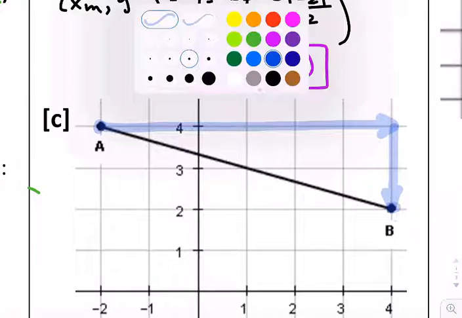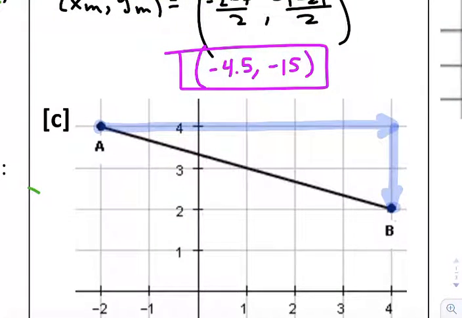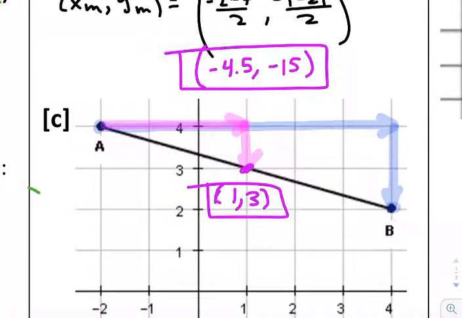If the entire journey is over 6 and then down 2, then half that journey, hence the midpoint, would be over 3 and then down 1. And if we look at that, we actually end up landing right on a grid point, and that point looks fairly close to the middle, and so we can trust (1, 3) to be the midpoint of this line. And so we don't actually need a formula to do this. We just have to acknowledge that midpoint's the middle, and there's lots of ways to get there.